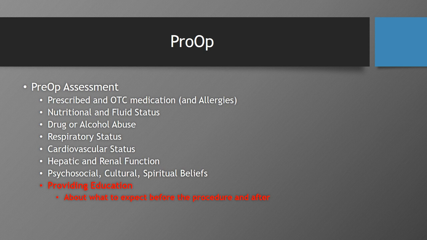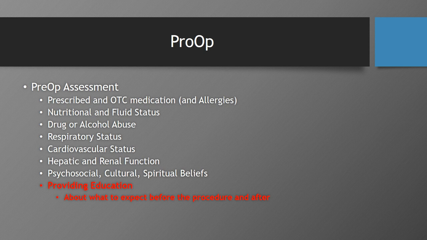You also make sure that there's a good respiratory status because, again, they're going to be sedated and put on some sort of ventilation. Cardiovascular status, make sure the heart actually works well. Hepatic and renal function. Again, your kidneys and your liver have to be able to process the anesthetic and all the things that are happening at that time. And again, psychosocial, cultural, and spiritual beliefs. I have it here in red, providing education about what to expect before the procedure and after.